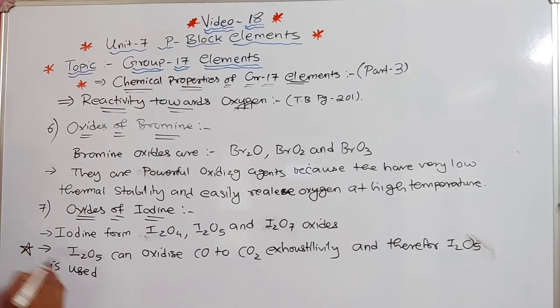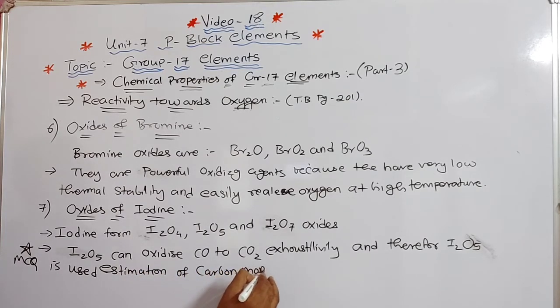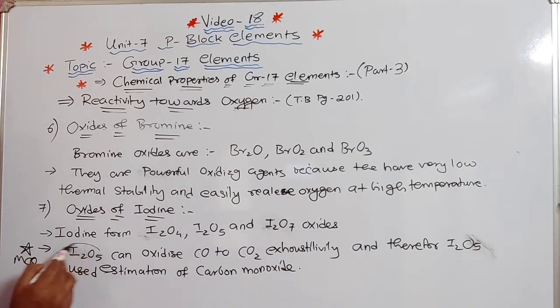This one can be asked in MCQ. I2O5 can be used in the estimation of carbon monoxide. So if you want to estimate carbon monoxide in air also, you can use this, because carbon monoxide is a poisonous gas. To estimate that, in environmental chemistry they use I2O5 to oxidize CO to CO2. So how much CO is used, that can be estimated.